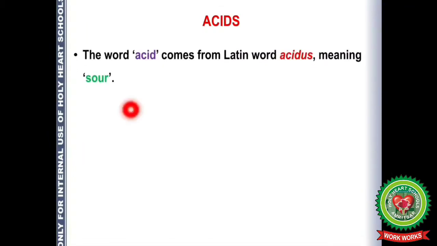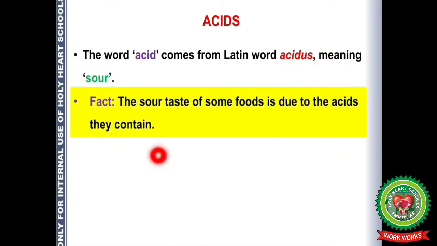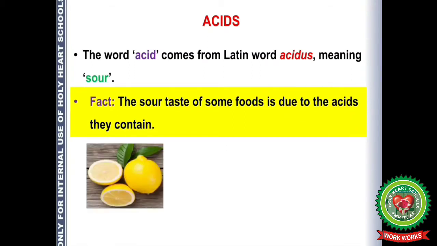Now why are these compounds called acids? The word acid comes from the Latin word acidus, which means sour. We also know that some foods are sour in taste. Why are they sour in taste? Because they contain some acids. For example, lemon, vinegar, tomato.